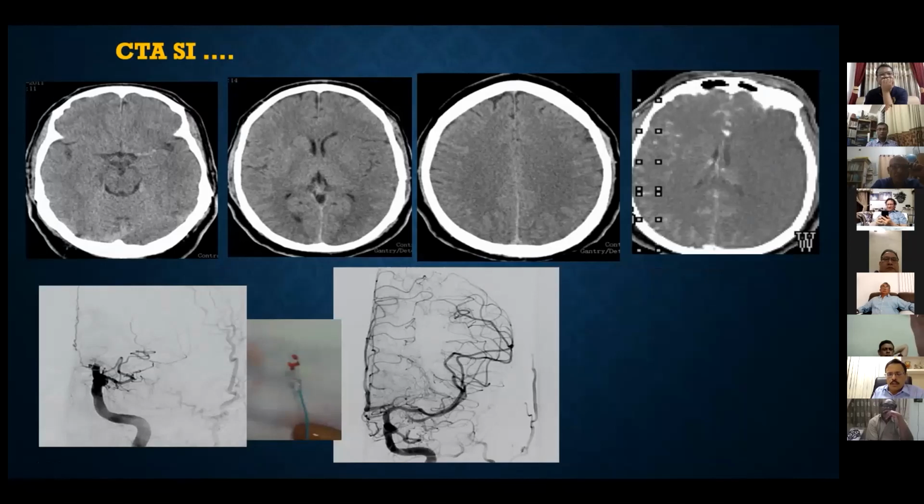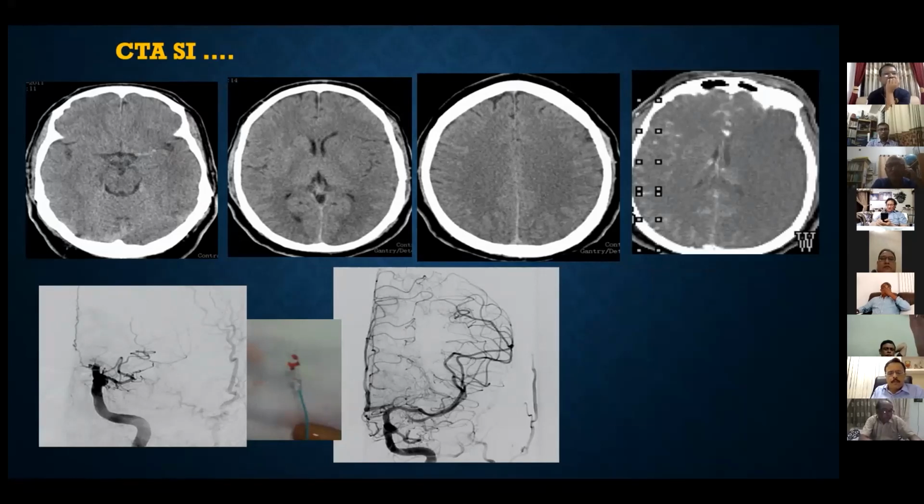I mentioned CTA-SI. So the source images of CTA can sometimes show the hypodensity better. Like in this patient, there was a hyperdense MCA. There are some subtle signs of infarction, but one is not very sure how big it is. But CTA source images show there was a very big infarction. So although we did the intervention, this was one of the first few cases we did around 7-8 years back, the outcome wasn't good.